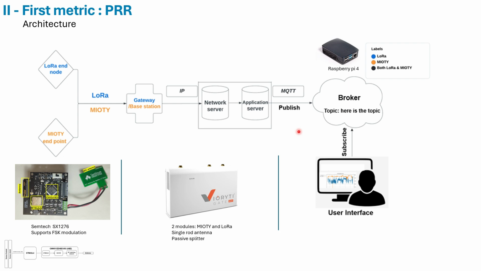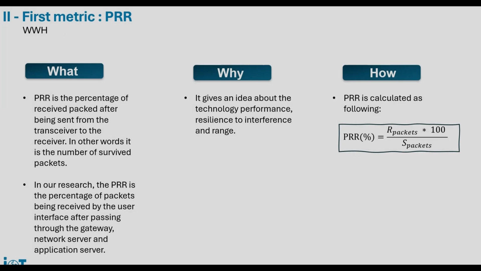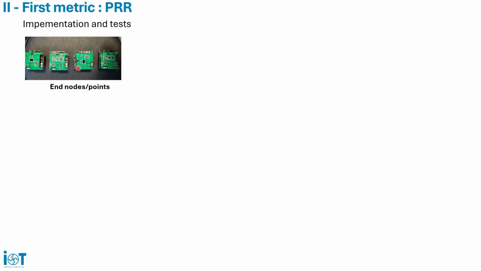And for the last part, I want to mention that we use a Raspberry Pi 4 on which our broker is running 24/7. So here we talked about the network architecture used, the hardware used, and the software for our use cases, right? So now let's go to the implementation and tests.